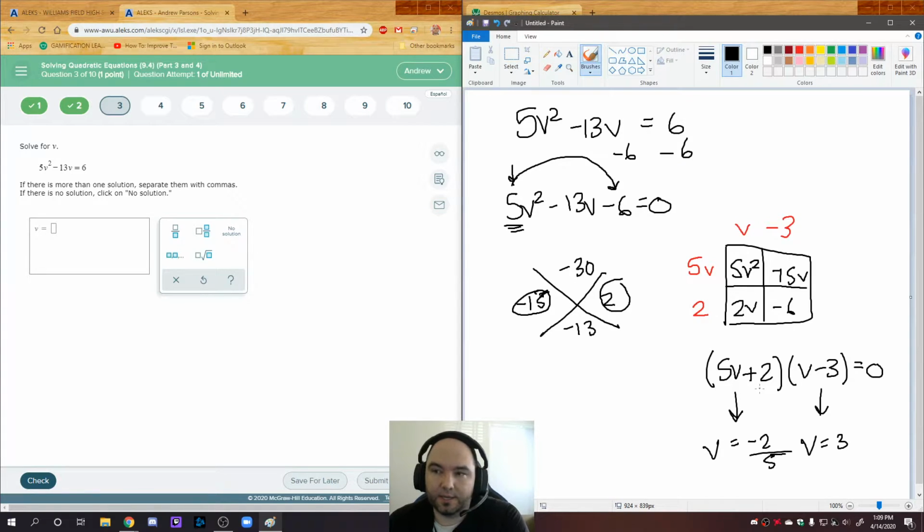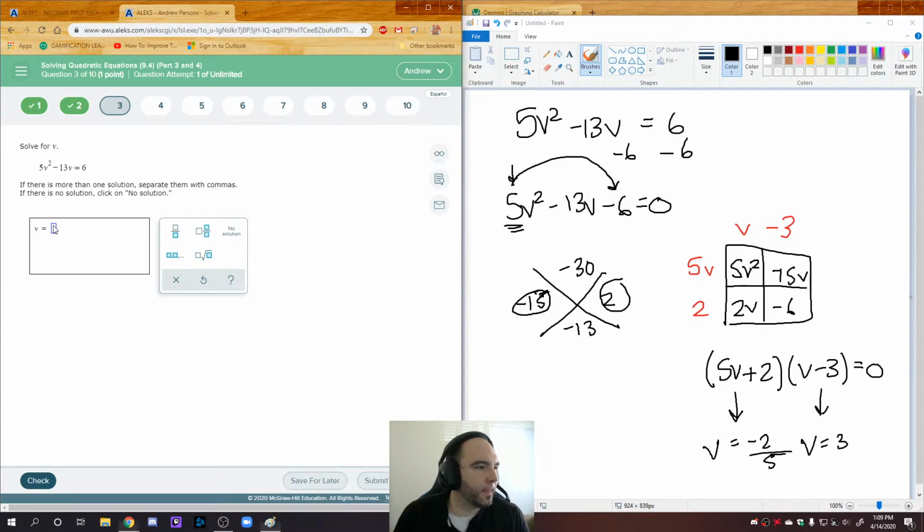So again, the trick is, if you want to get these slightly more complicated ones answered faster, the opposite of the lone number, -2, over whatever thing was multiplied with the v, 5. If you're not confident in that, just work it out. It's fine. There's your two answers, though. -2/5, 3.